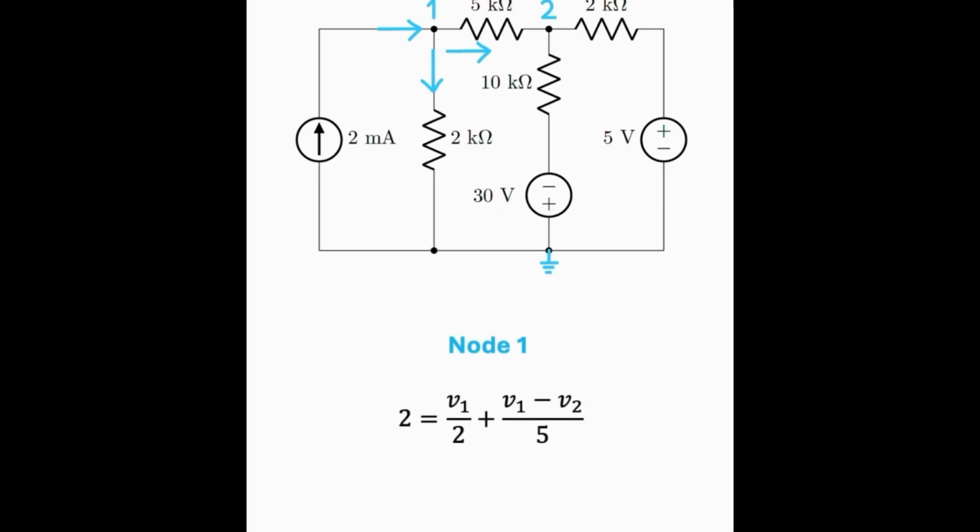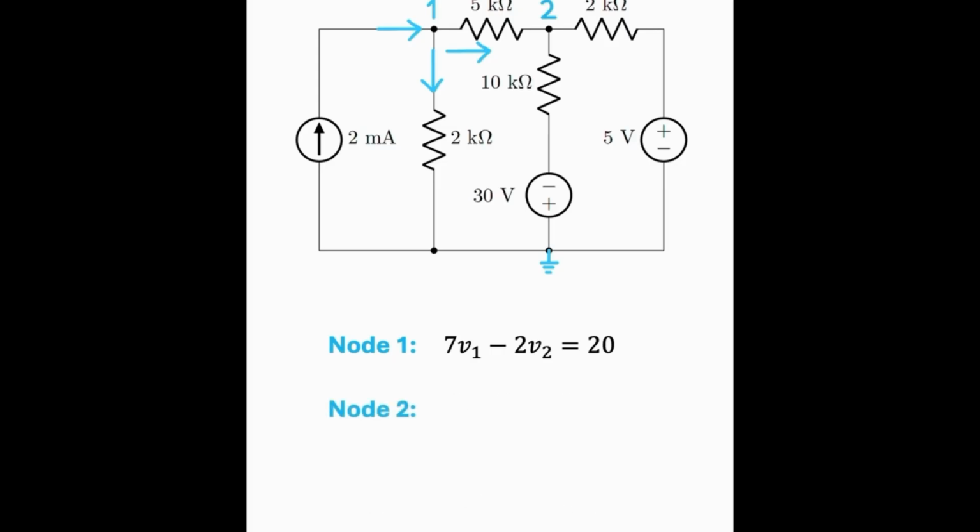You can simplify this by multiplying throughout by the least common multiple of the denominators, which is 10. The equation becomes 20 equals 5V1 plus 2V1 minus 2V2. So we can add like terms, and the equation becomes 7V1 minus 2V2 equals 20. So that's it. This is the equation for node 1.